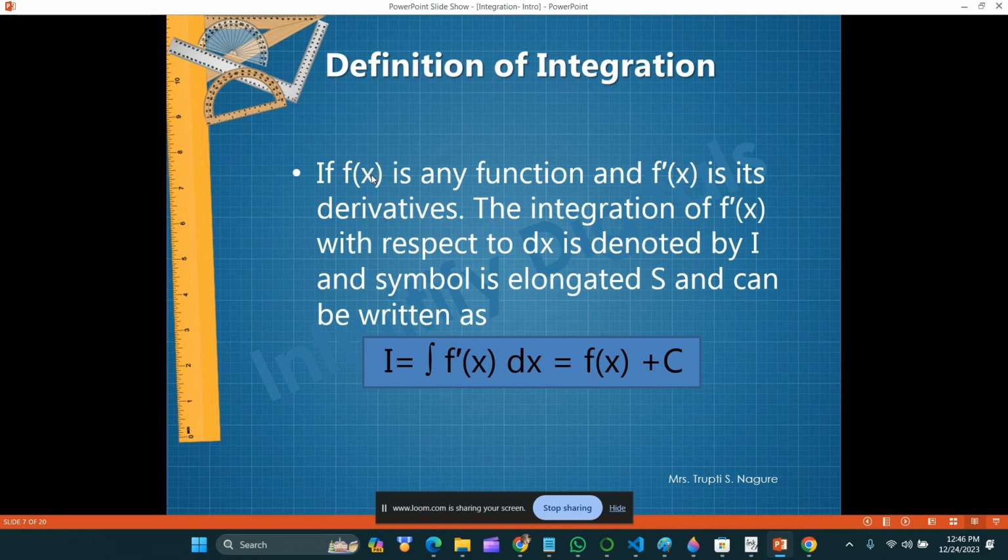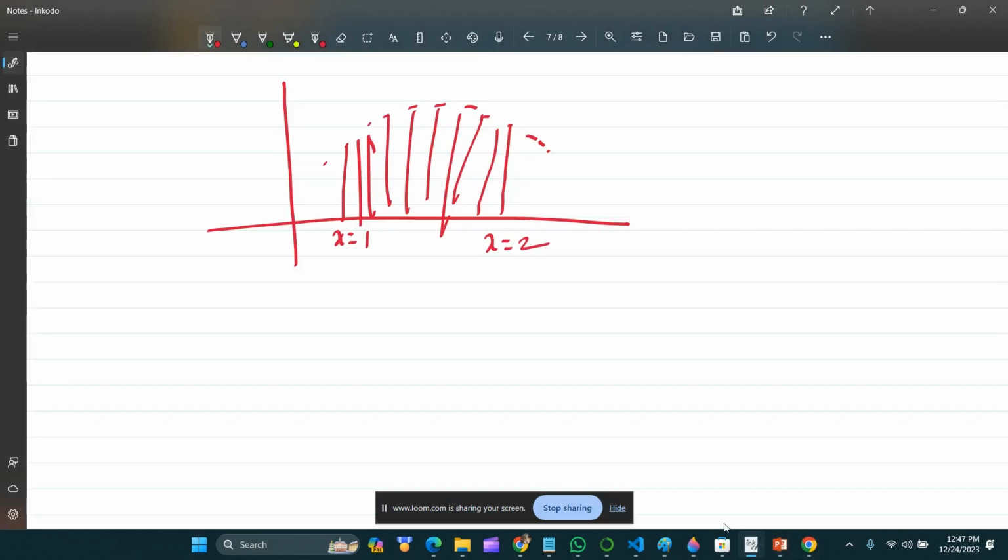Now we take this derivative function, and if we take the integration of this function, we get the original function, that is f of x plus c. I will show that by example.